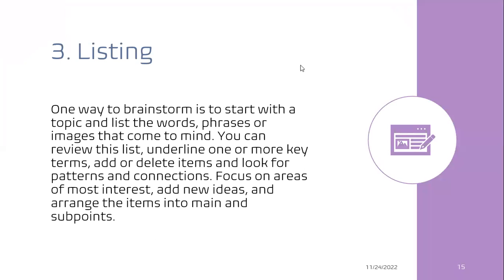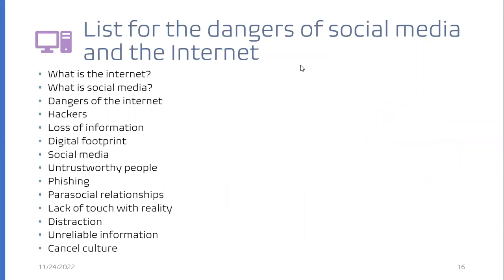So next, listing. One way to brainstorm is to start with a topic and list the words, phrases, or images that come to mind. You can review this list, underline one or more key terms, add or delete items, and look for patterns and connections. Focus on areas of most interest and add new ideas and arrange the items into main and sub points. Right. So here we have an example of this.